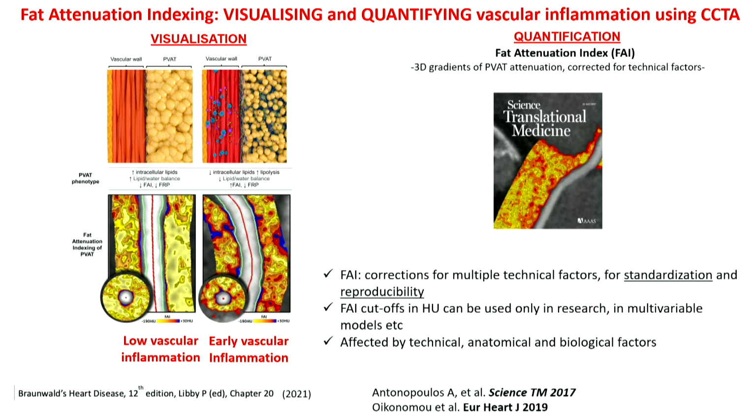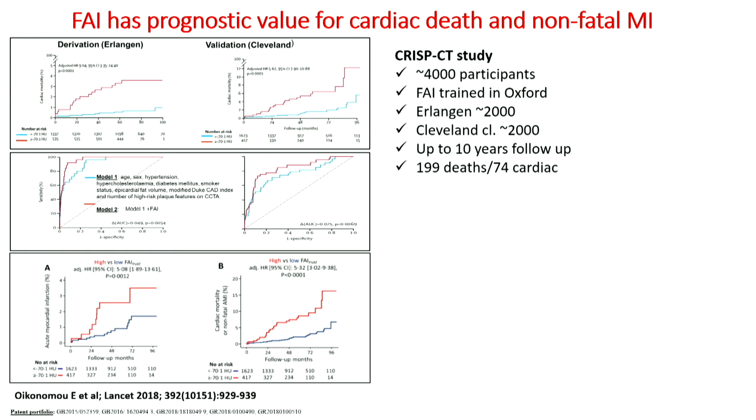So what do we need? We need standardization. When you measure fat attenuation index in the CCTA study in 4,000 patients, 2,000 patients from Cleveland Clinic, 2,000 patients from Erlangen, from Germany, there was a striking prognostic value if you measure this fat attenuation index, especially showing that increased inflammation in the coronary arteries, measured using this method, was related with between 5 and 9 times higher risk for a fatal cardiac event over the next 10 years, and also a 5 times higher risk for non-fatal cardiac event during the same period of time.